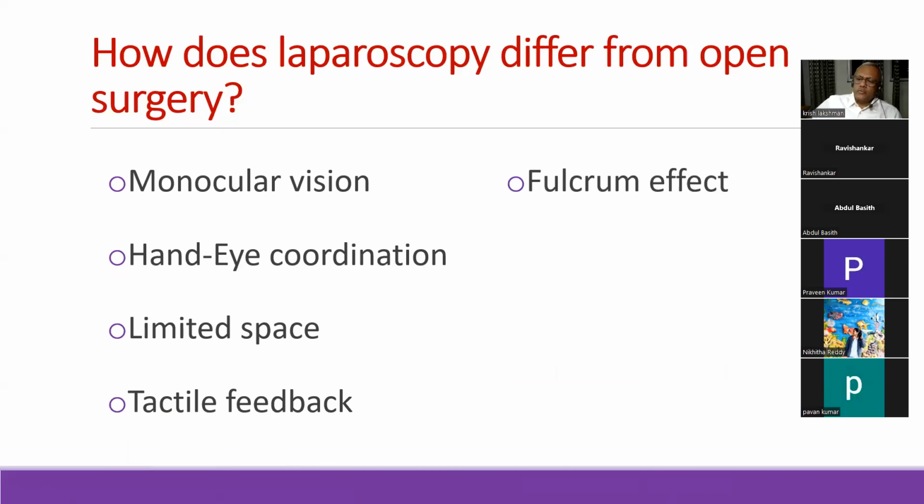Yeah. All right. What is the fulcrum effect? That's another one. The angle of the tip of the instrument and our hand are opposite. So the port acts as a lever. So when we're trying to move to the right side, we have to move the instrument to the left side. Your handle has to be moved in a different direction to the direction in which you want the tip to move. Correct. Anything else?